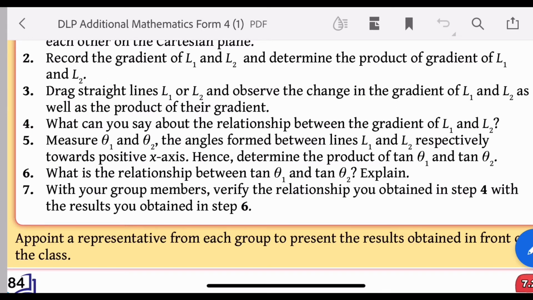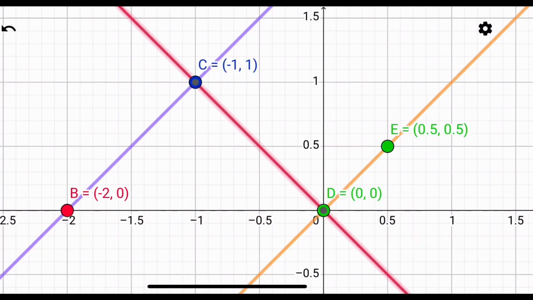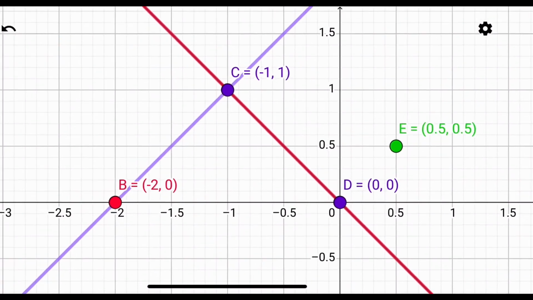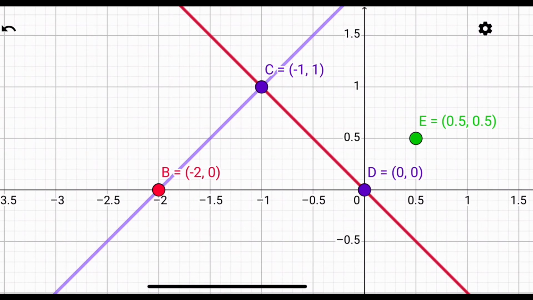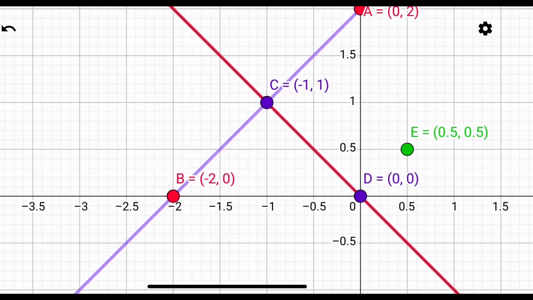What can you say about the relationship between the gradients of L1 and L2? Measure theta 1 and theta 2, the angles formed between the lines L1 and L2 respectively towards the positive x-axis. Very important keywords, positive x-axis. Hence, determine the product of tangent theta 1 and tangent theta 2. I just want to remind you again, it's towards the positive x-axis, meaning that it is in the second quadrant for the tangent value. What is the relationship between tangent theta 1 and tangent theta 2? And you need to explain the meaning.